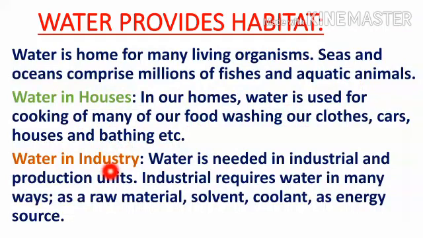And in industry, water is very important, like in the chemical industry, in the material industry, and in many machinery parts you need water. And you also need water as an energy source. So water is needed in industrial and production units. Industry requires water in many ways, like raw material, solvent. Like in the chemical industry you need water as solvent, coolant, and energy source.